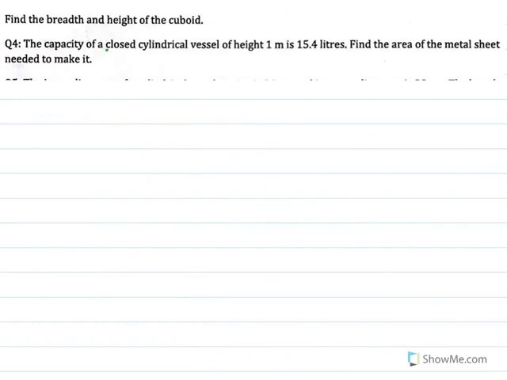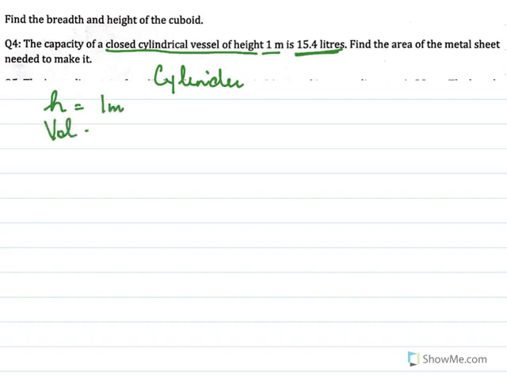The capacity of a closed cylindrical vessel of height 1 meter is 15.4 liters. So here we have the height of a cylinder. We are dealing here with a closed cylinder. The height is 1 meter, and they said the volume is 15.4 liter. We never work in liter, we got to convert into meter cube. And if you remember, what was the conversion? It was 1000 liter equal to 1 meter cube.